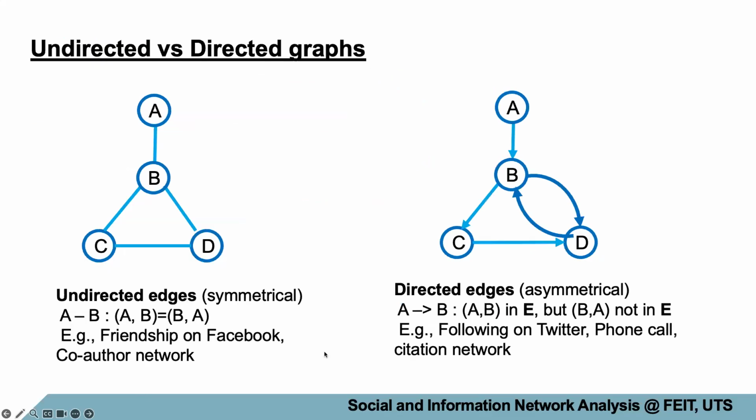So to classify graphs, we have different ways. One way is to consider the direction. We can classify graphs as undirected graphs and directed graphs.